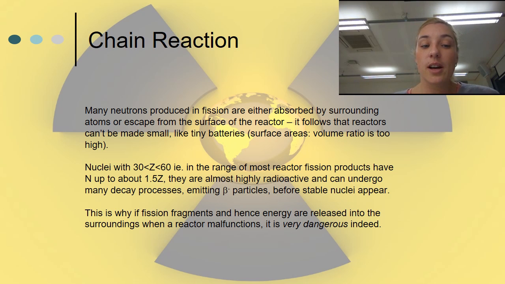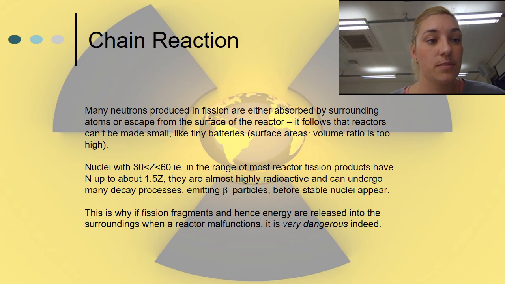Okay. Now, nuclei with atomic numbers between 30 and 60, in the range of most reactor fission products, have a mass number up to about 1.5 times their atomic number. So they're really highly radioactive, and they undergo many decay processes. And every time they go through a decay process, they emit beta particles before we find a stable nucleus where they're happy to be. Now, this is why fission fragments, and hence really high energy, are released into the surroundings when a reactor malfunctions. So it's really important that this is managed really well, because it can be a really dangerous situation.